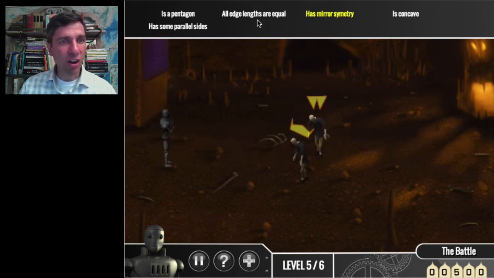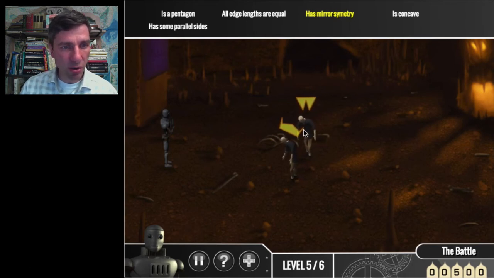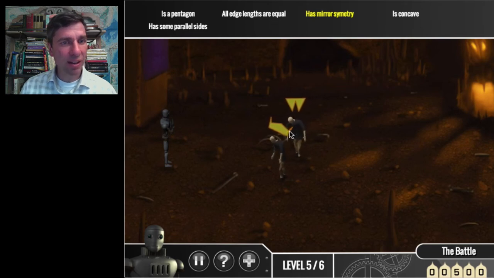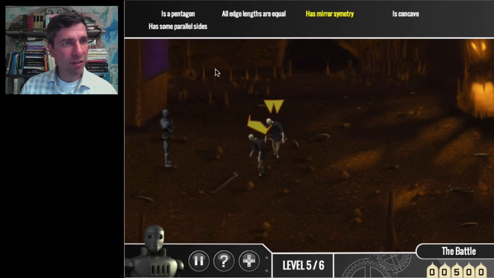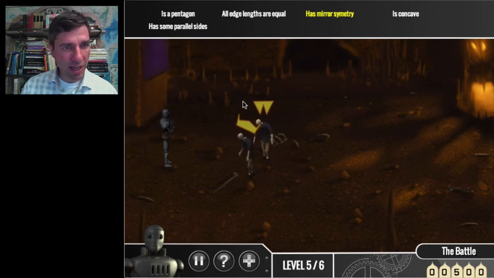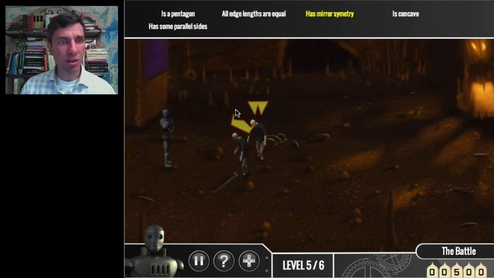Okay, all of the edge lengths are equal. Is that true for both polygons? No, look, see, that's a little itsy bitsy edge there compared to this very long one, so I better not hit that. Is it a pentagon? No, this one's got more than 5. Are there some parallel sides? No, that's not true either. Uh-oh, I'm in trouble. Oh, no.